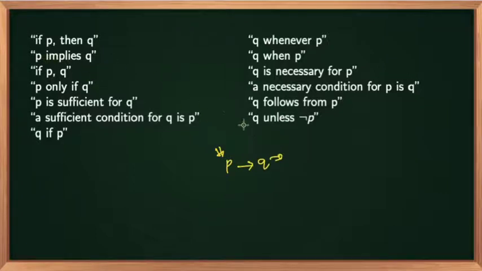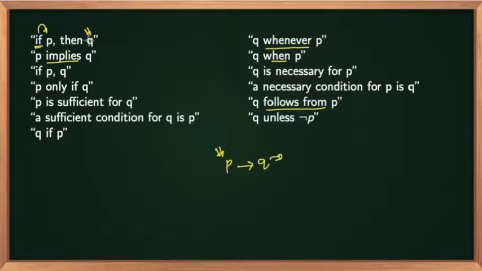So the idea is very simple. Given a sentence, you search for keywords like if, implies, whenever, when, follows from. Okay, so if you see keywords like this, whatever comes just after the if, the propositional statement just after the if, will usually be the antecedent. Okay, so the next propositional statement will be the conclusion, or the consequence.